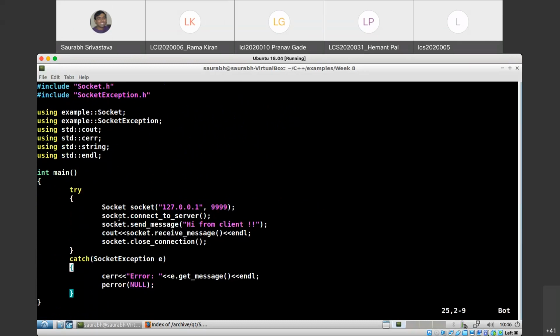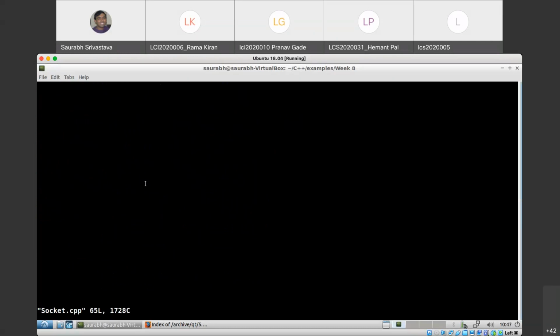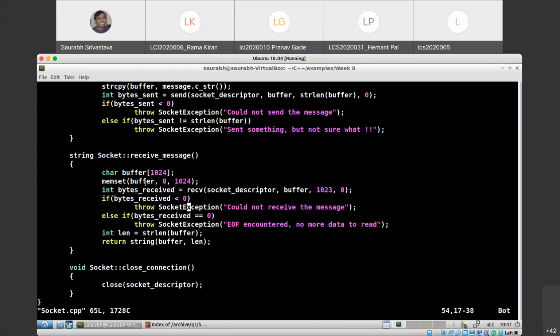Whatever network operations I'm doing, I'm putting it inside a try block, and then wherever there is a problem, I just throw a socket exception type object, and then it gets caught here. I'm not using try and catch anywhere in these two classes, the socket class as well as the server socket class. I am not using any exception handling here. What I'm doing is something like this. Wherever there is a problem, I simply do a throw, and then it gets caught right there, in the try and catch that we have put in the main.